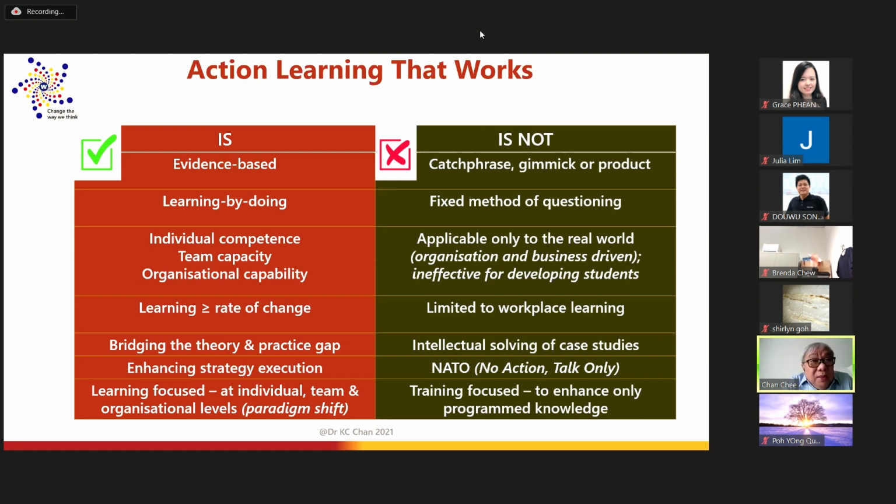Now, as I mentioned, if individual competence is not enhanced, how can you achieve team capacity, which is called synergy? If the team is together and all the time you are doing small projects, how can you do big projects? Therefore, the capability of an organization is again measured by how complex the projects are. And learning must be greater than or equal to the rate of change.